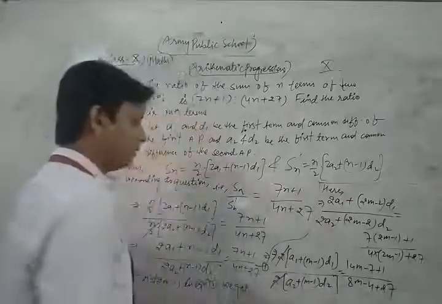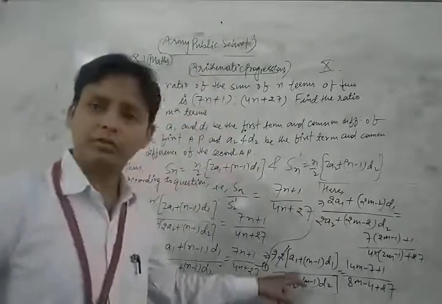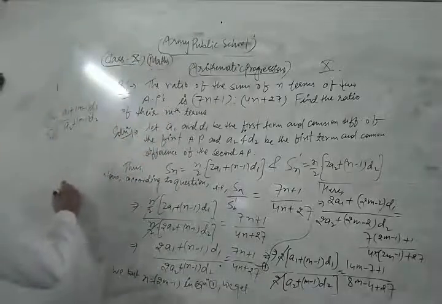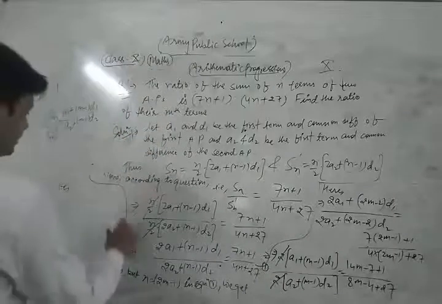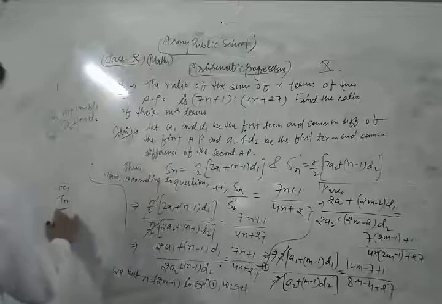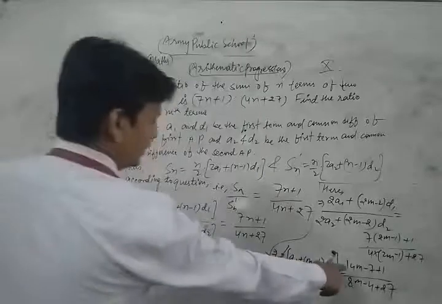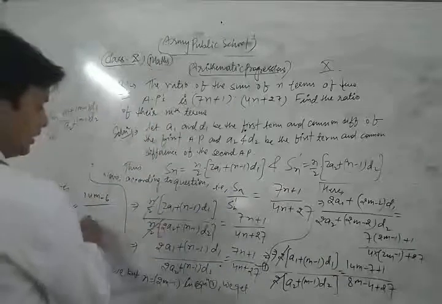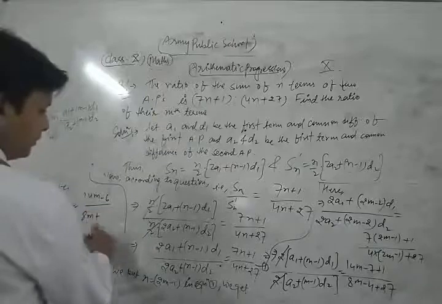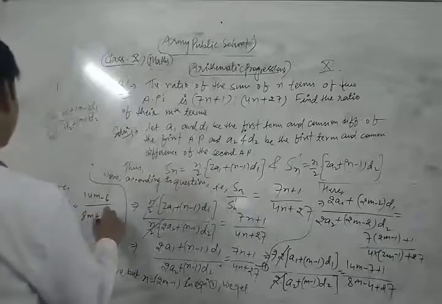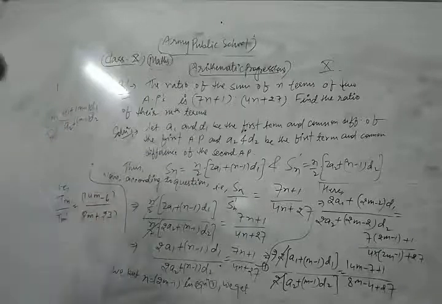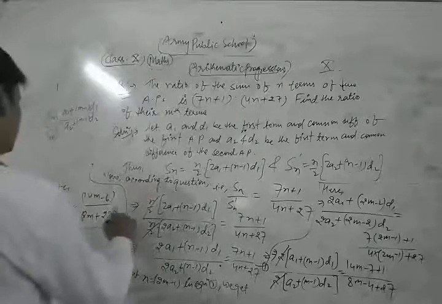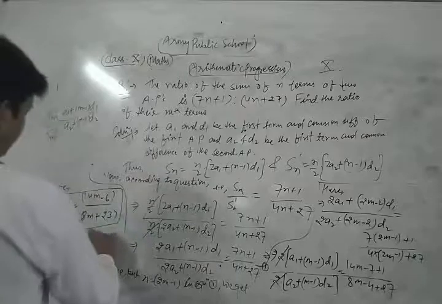So a1 plus (m minus 1) into d1 is the mth term of the first AP, and a2 plus (m minus 1) into d2 is the mth term of the second AP, that is tm upon tm dash is equal to 14m minus 6 upon 8m plus 23. So the required solution is 14m minus 6 upon 8m plus 23. So the ratio of the mth terms is this.